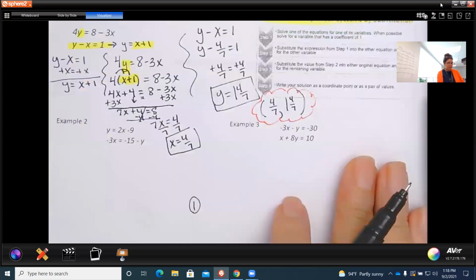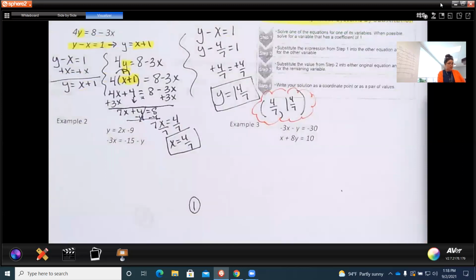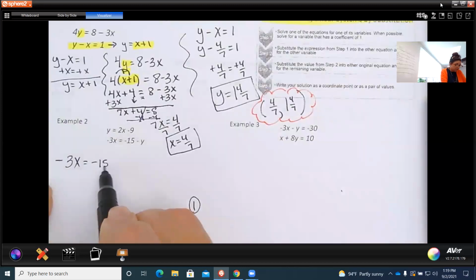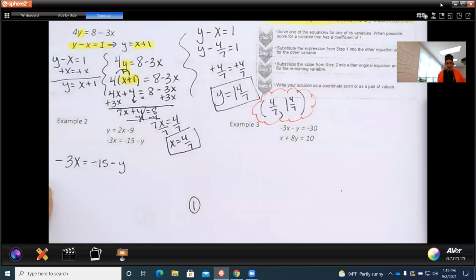All right, example 2. Substitution is best used when one variable can be isolated easily. Does either of those equations not let you isolate a variable easily? Well, the top one already has an isolated variable, correct? So that's when substitution is the easiest. I know what y is equal to, so I'm going to start with the other equation. And where I see a y, what am I going to plug in?